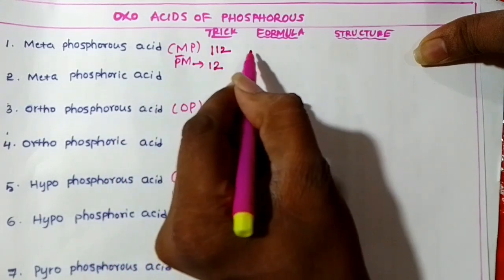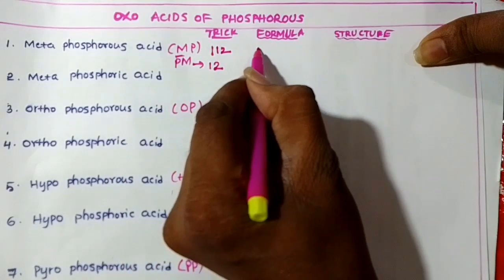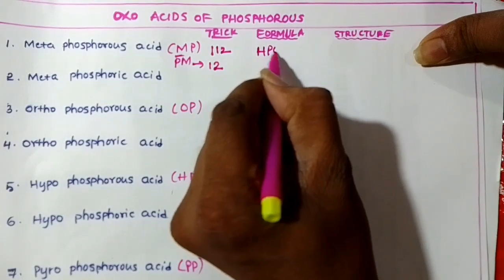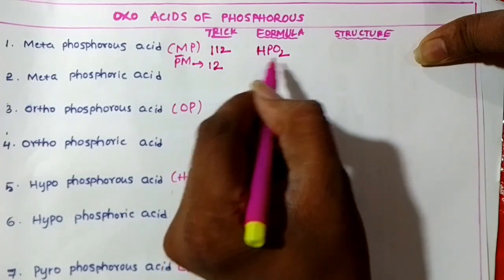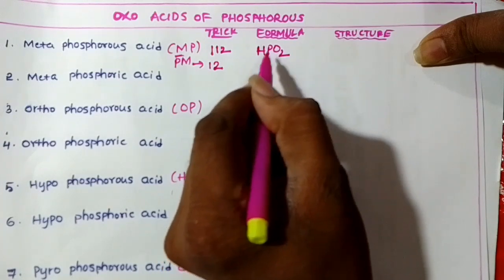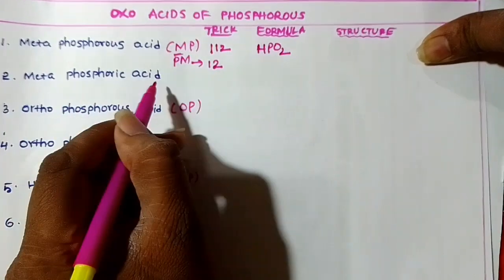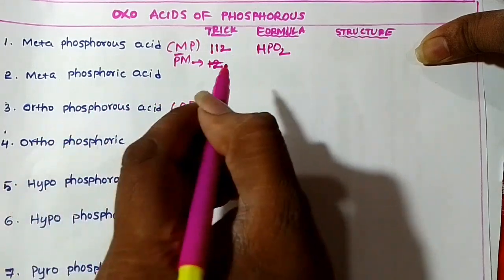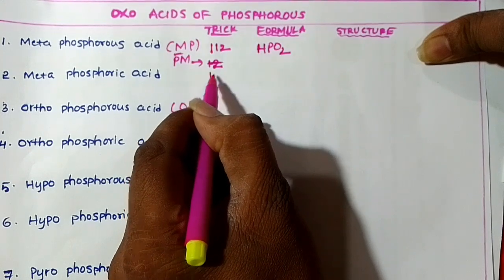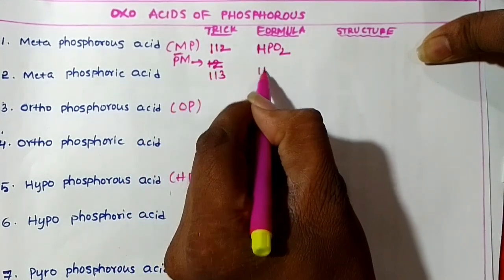So 112 means we can write the formula HPO2, that is H1P1O2, so no need to mention 1. That's why we can write HPO2. Now coming to metaphosphoric acid. One oxygen is more, that's why we can write 113. That is HPO3.